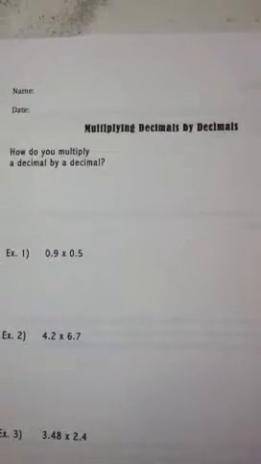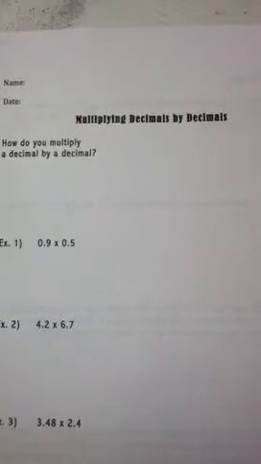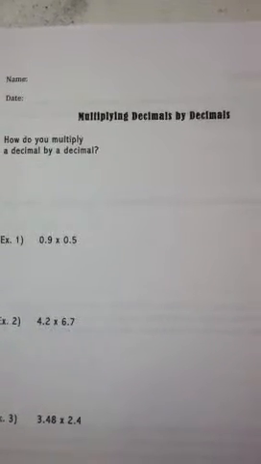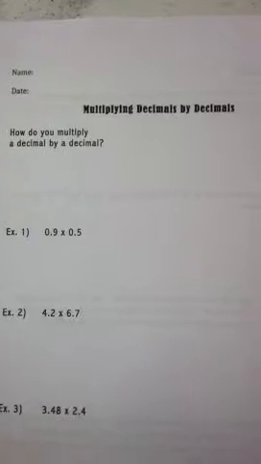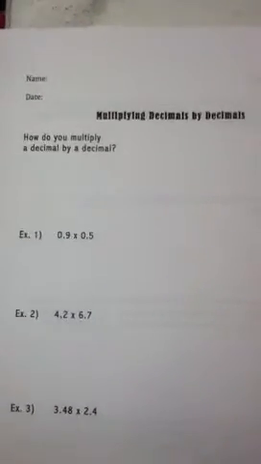Okay, so multiplying decimals by decimals is very similar to multiplying decimals by whole numbers. It's just with one little twist. So let's go ahead and start. How do you multiply a decimal by a decimal? So here are the steps.